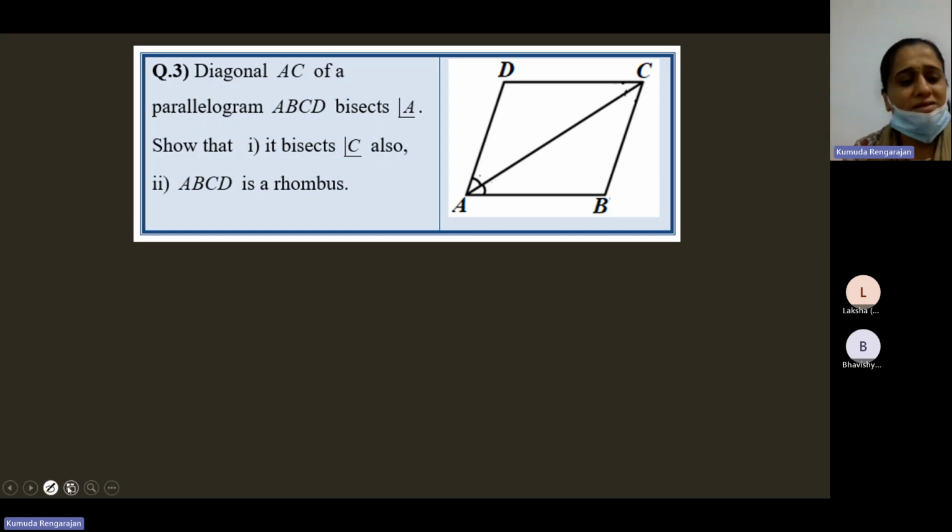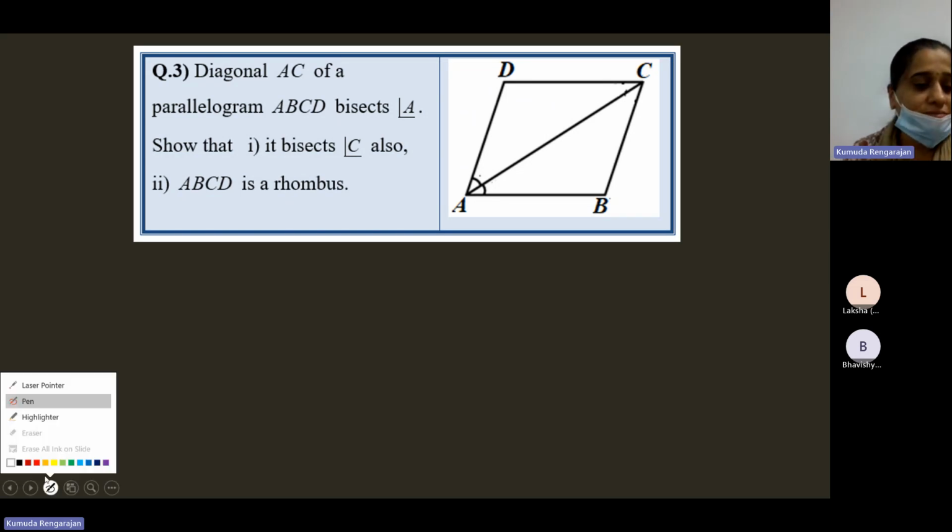All right. Now see, diagonals bisect each other in a parallelogram. What is the definition of a rhombus, children? A parallelogram in which all sides are equal. Use the definition. To prove all the sides are equal, you don't have to actually prove all sides are equal.